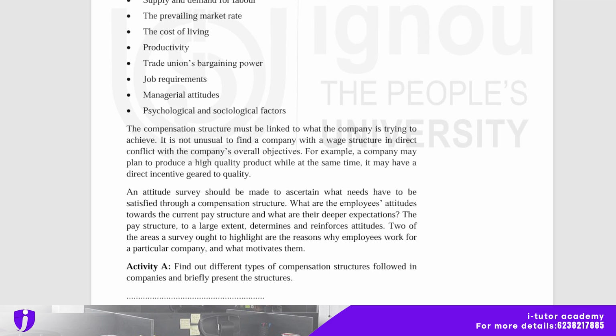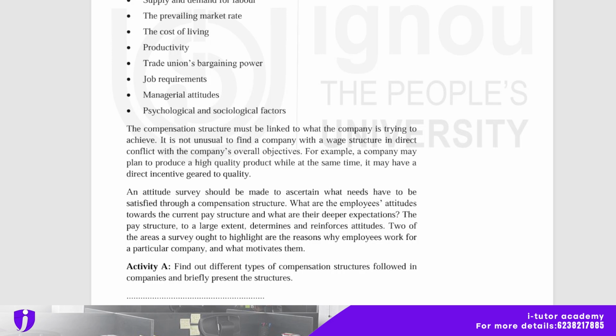The compensation structure must be linked to what the company is trying to achieve. It is not unusual to find a company with a wage structure in direct conflict with the company's overall objectives. For example, the company may plan to produce a high quality product while at the same time it may have no direct incentive geared to quality.